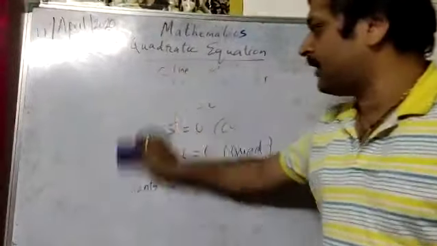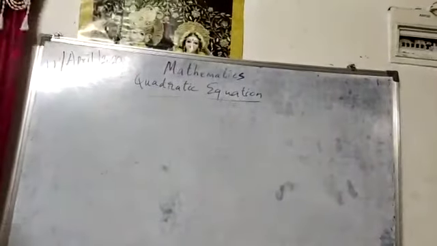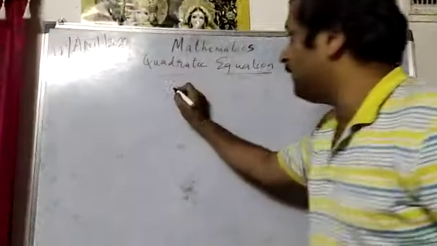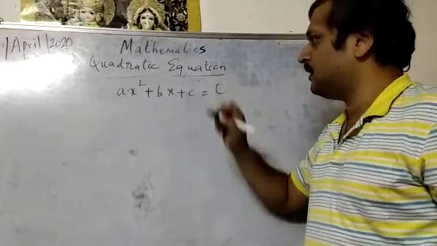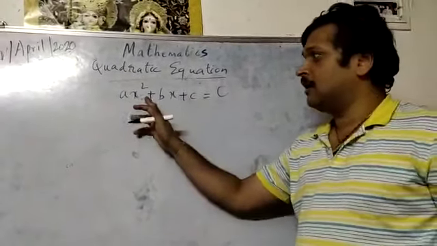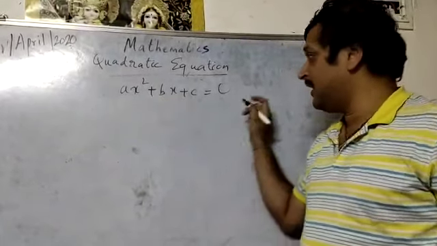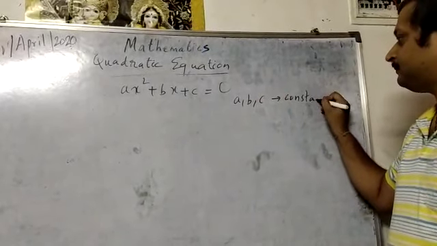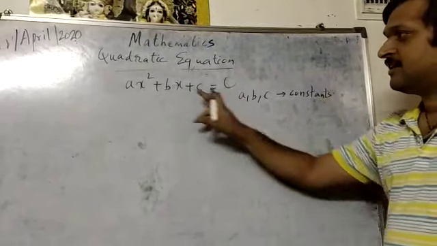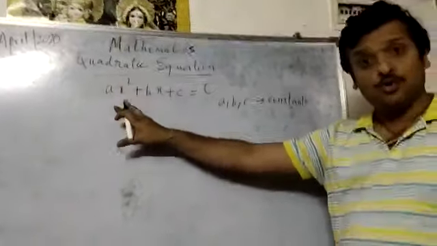Next, the derivation of quadratic equation goes something like this. The quadratic equation is of the form ax square plus bx plus c equals 0, where a, b, c are constants, and a can take any constant value. So the general derivation for this is ax square plus bx plus c. We will try to find the root of this equation.